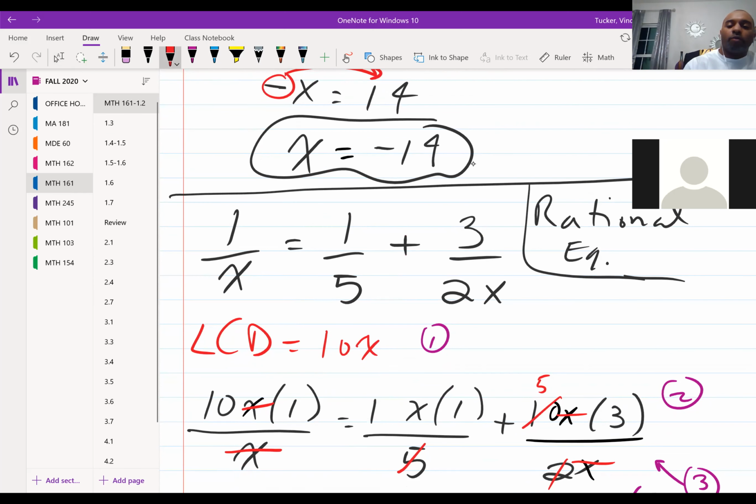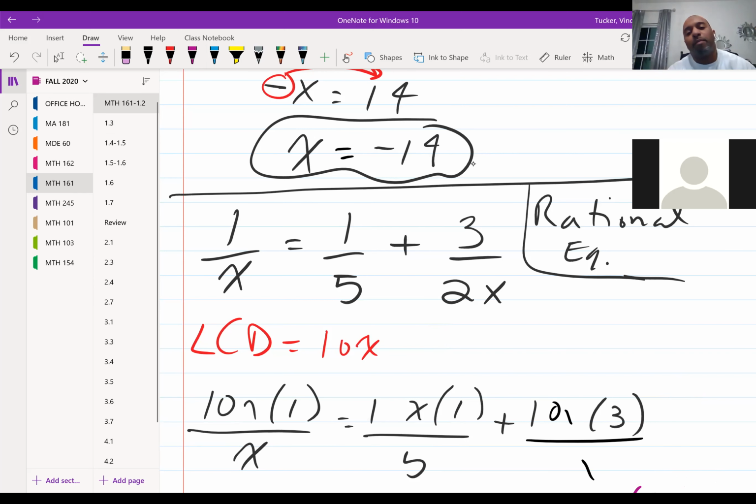So the next one, we're looking at rational equations. Anytime you have a fraction involved is considered a rational equation, but most definitely when you have a fraction that has variables in your denominator, like we have here: 1 over x equal to 1 over 5 plus 3 over 2x. We want to clear out our fractions. So the first move to make is to find our LCD.